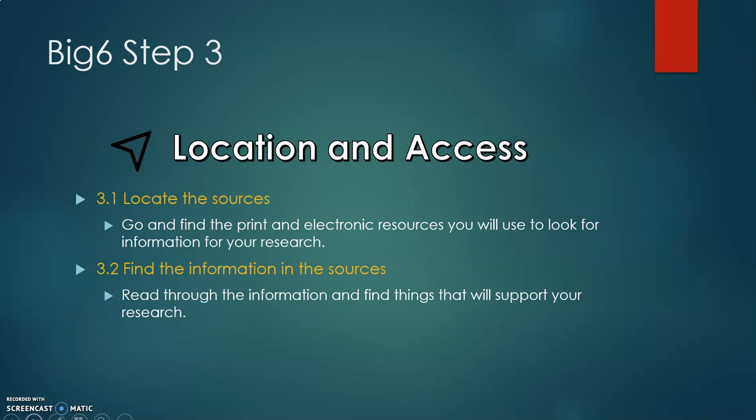The next step in the Big 6 is for you to actually go and locate and retrieve those resources. So step 3 is all about location and access. You're going to go and find the print and electronic resources that you will use in your research, and then you're going to find the information within those resources and read through them to find things that will support your research and help to answer your information need.